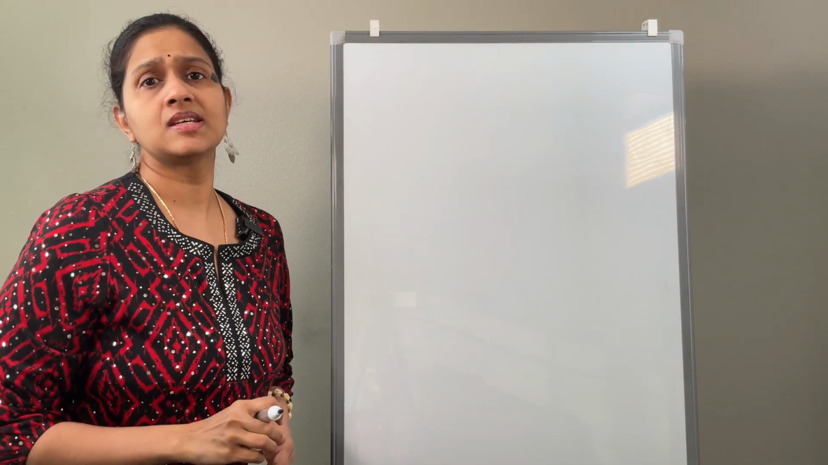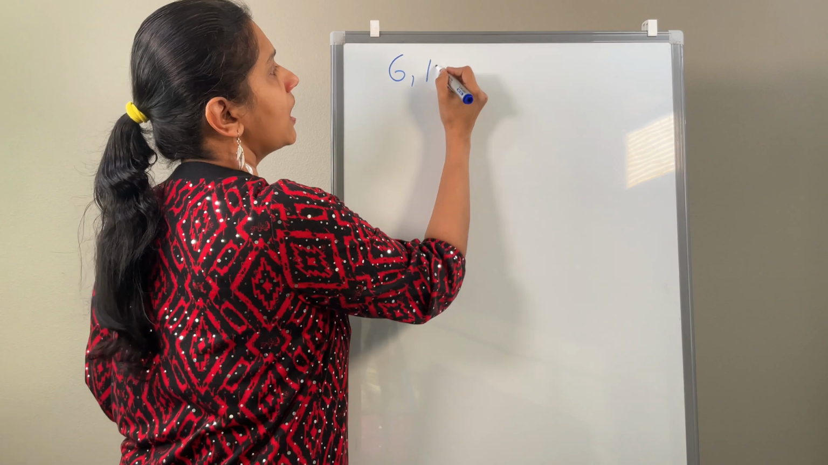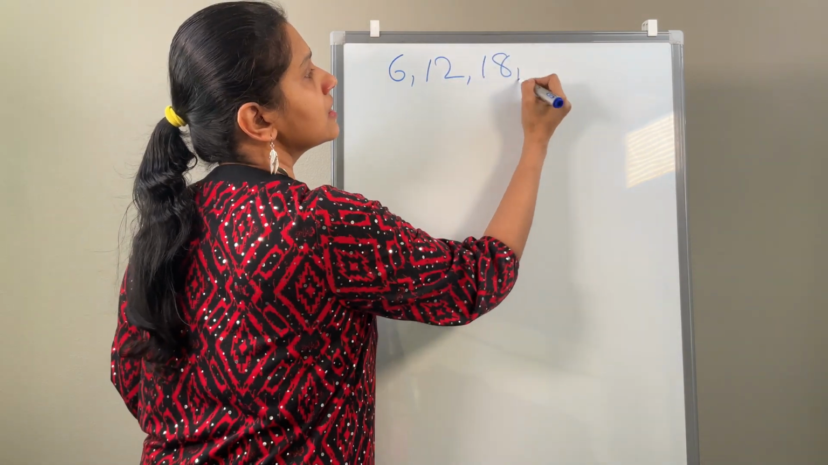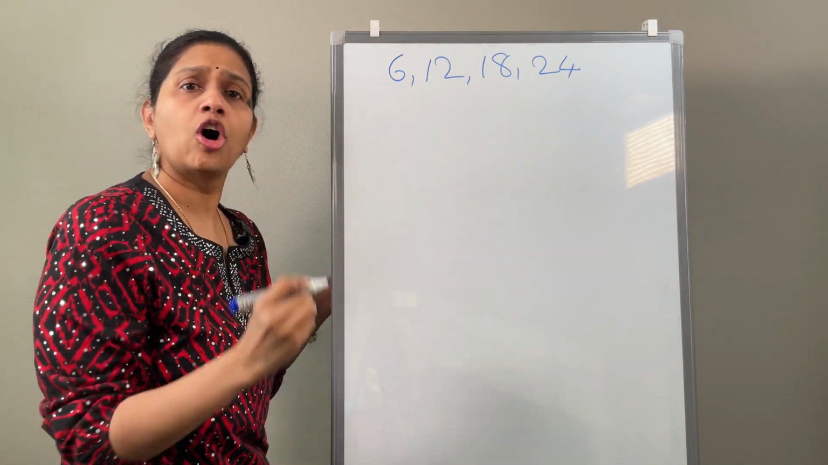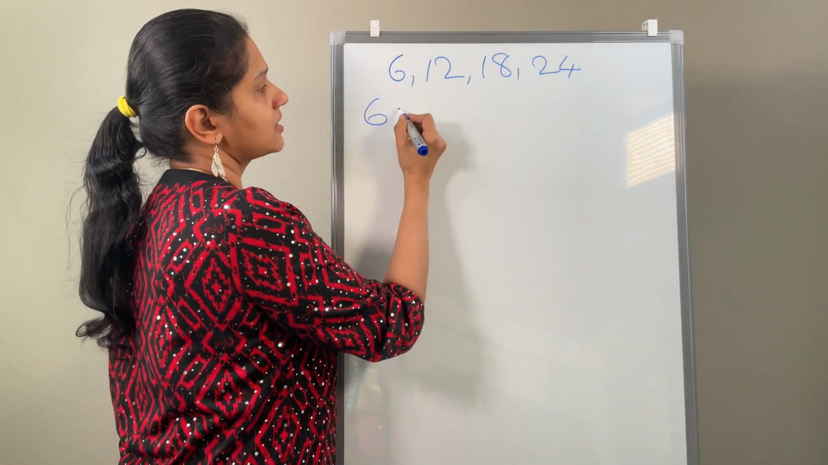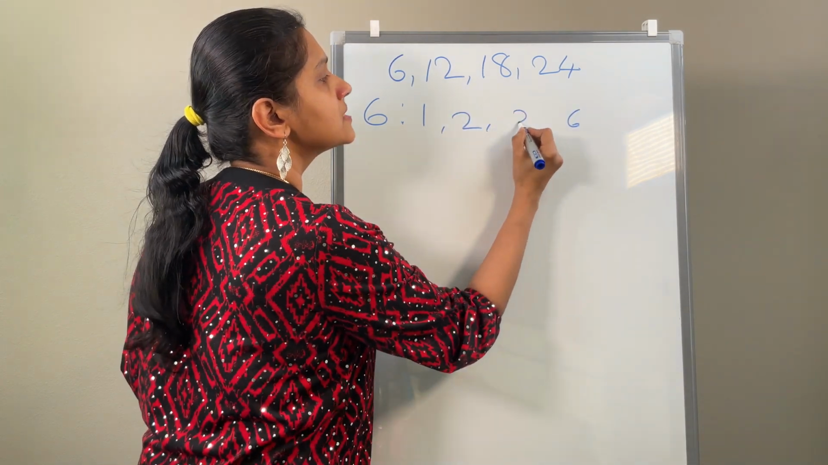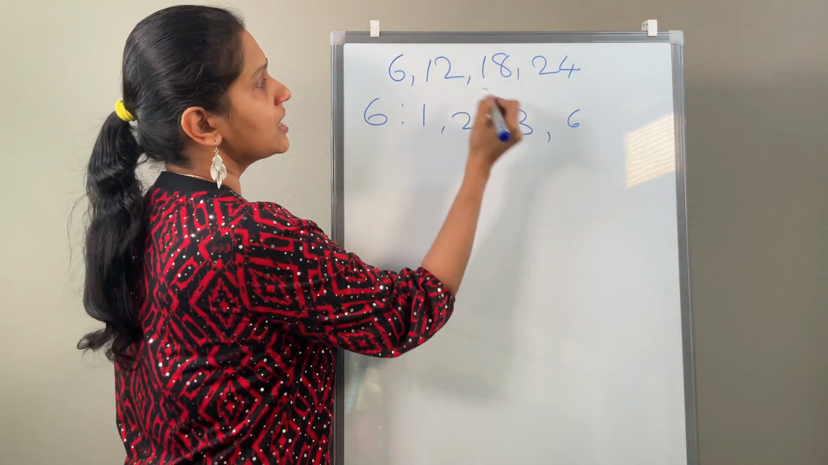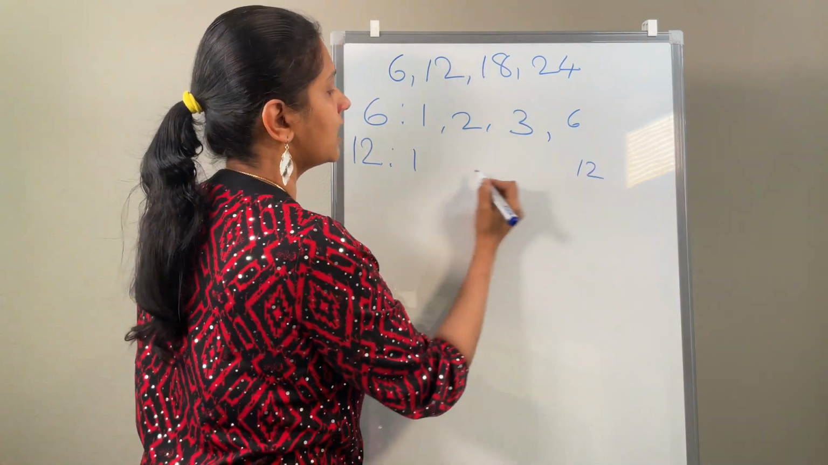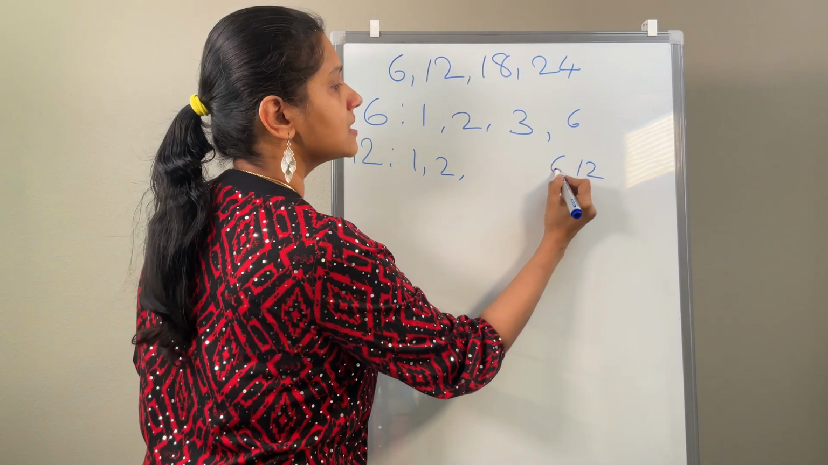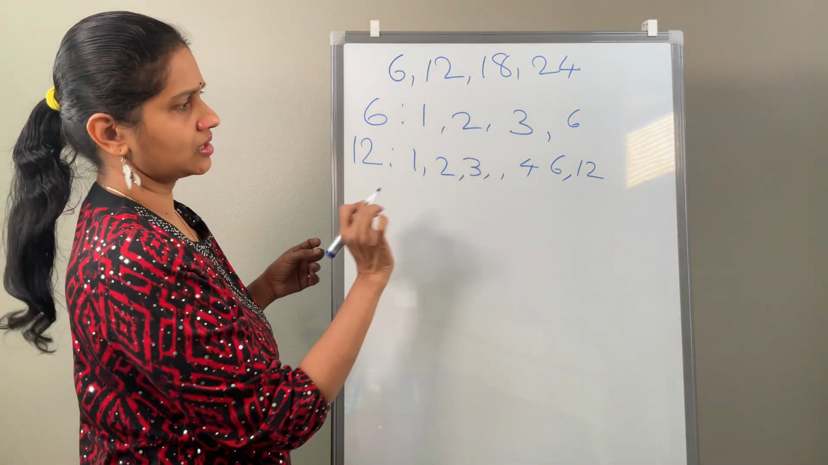Now let us consider 4 numbers. Okay, 6, 12, 18, 24. Now let us list factors of all these numbers. What are all the factors of 6? 1 times 6, 2 times 3. That's it. Now let us list the factors of 12. 1 times 12, 2 times 6, 3 times 4. That's it. 5, nothing is available.